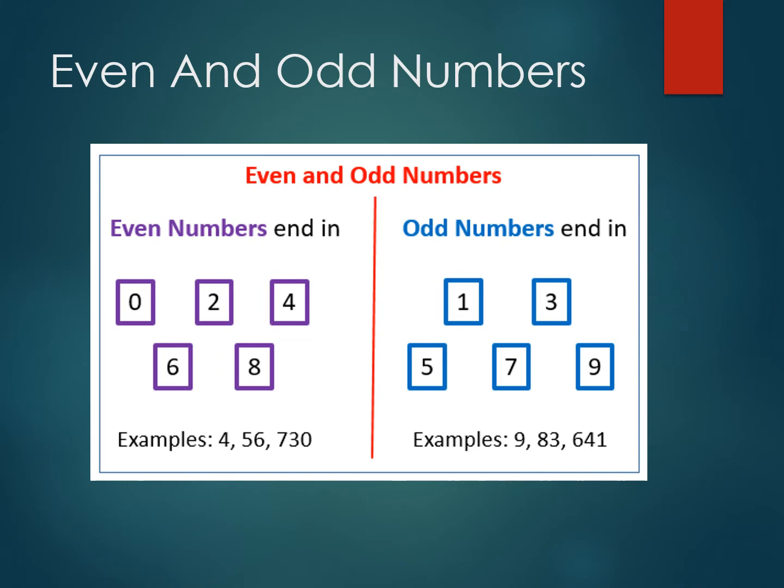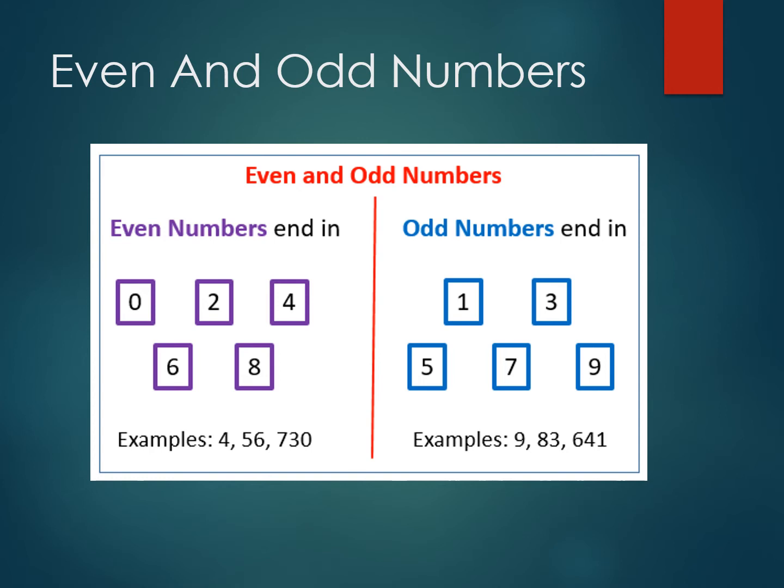Boys and girls, what about if we have 2-digit numbers or more? How we will know if they are even or odd numbers? Let's see. Even numbers end in 0, 2, 4, 6, and 8. Examples. 4 is even number. 56 ends in 6. And 6 is even number. So 56 is even number. 730. It ends in 0. And 0 is even number. That's why 730 is even number.